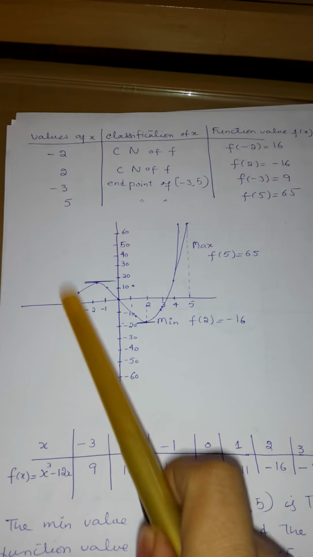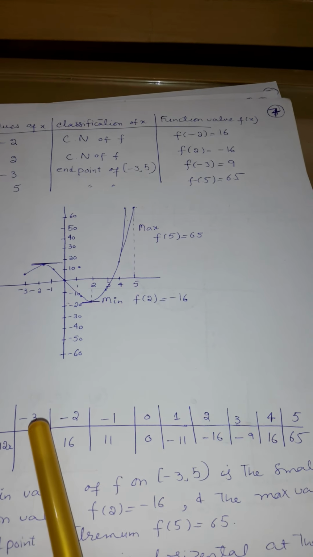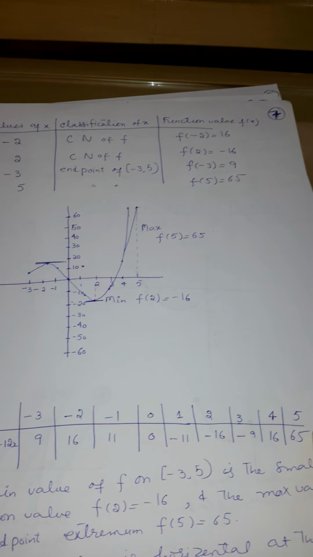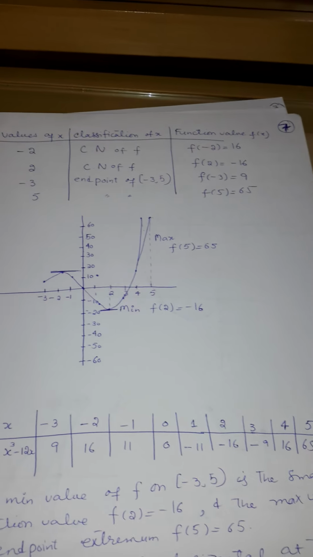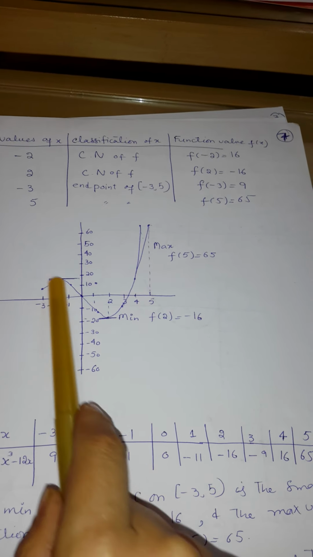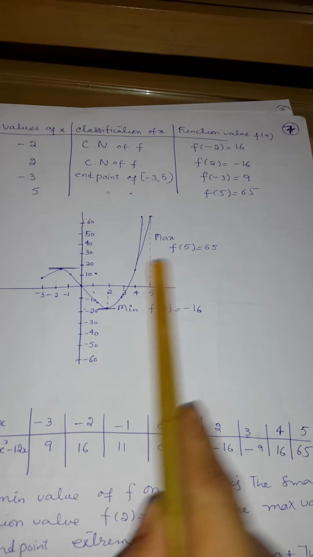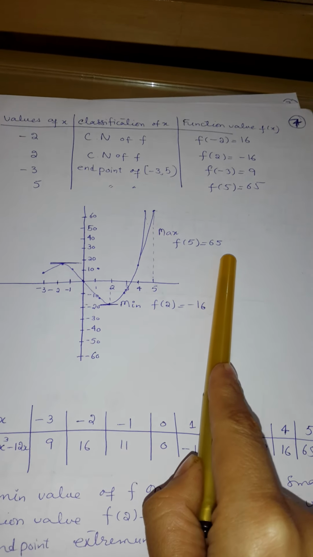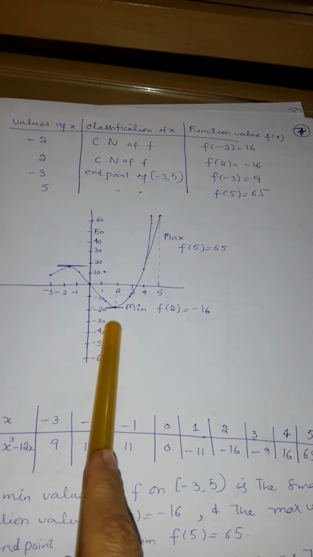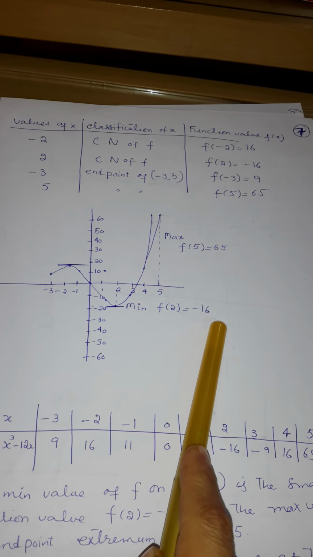Now we will first draw the graph of the function, for which we need a table. This table has the values from minus 3 to 5. You will calculate the values according to these points and plot these values on the graph. Here you can see that the maximum value is at the point 5, which is 65, and the minimum value is at point 2, which is minus 16.